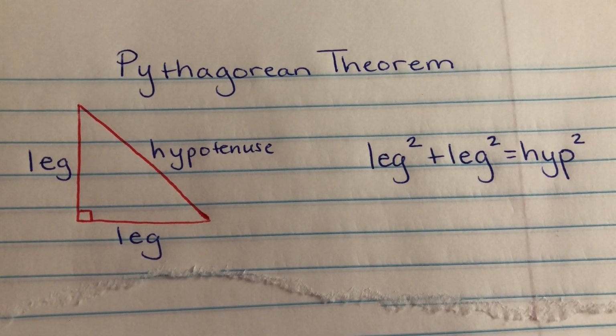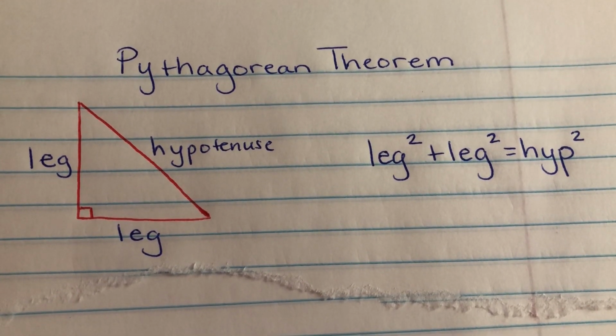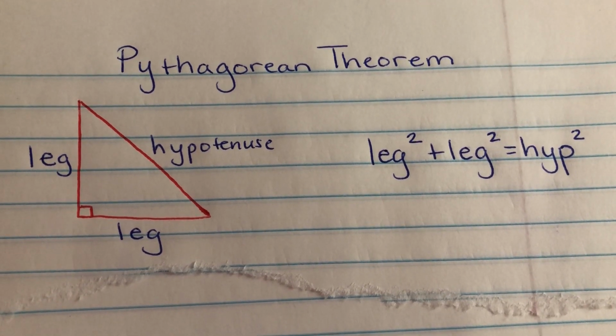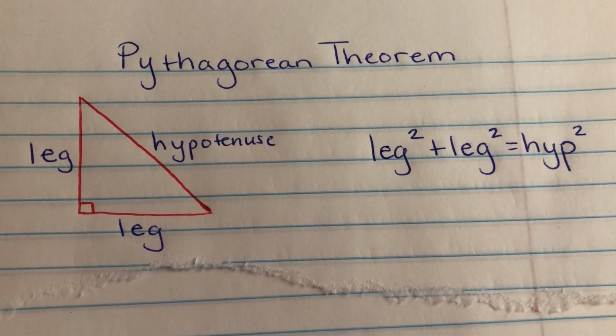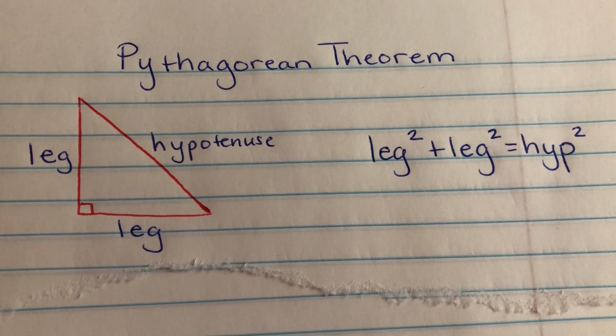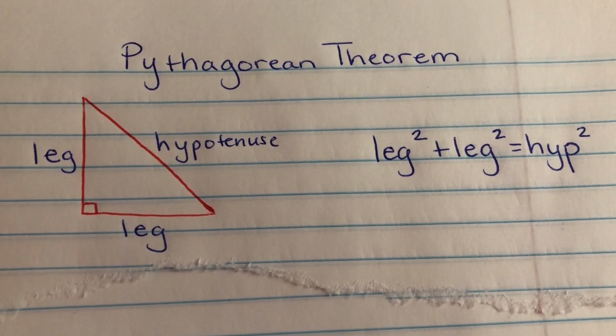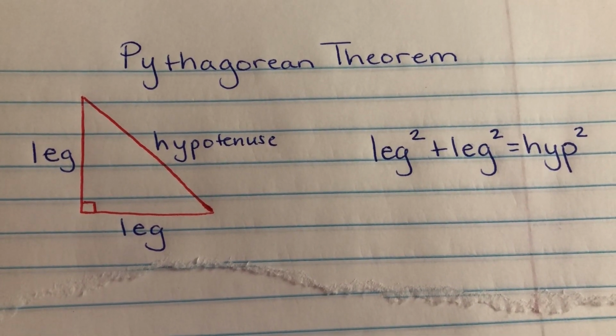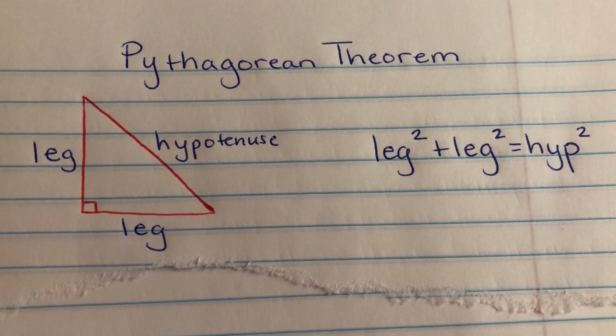And we know that the legs on a right triangle, they're always the sides that form the right angle. I kind of think about them as the sides that make the L shape. And then the other side, which is opposite the right angle, is the hypotenuse. And the hypotenuse is always going to be the longest side on the right triangle.